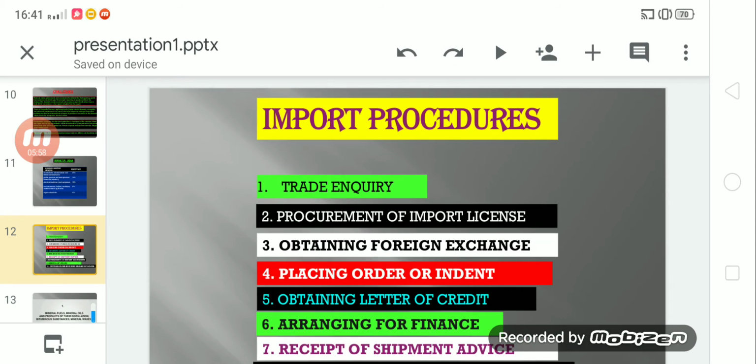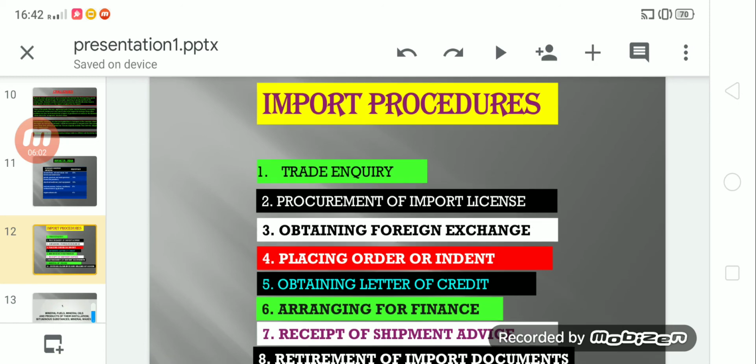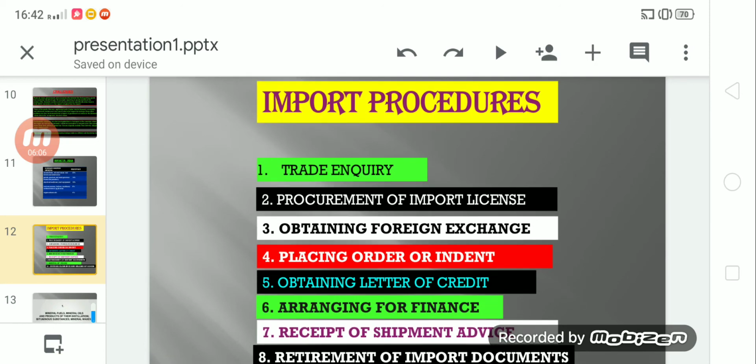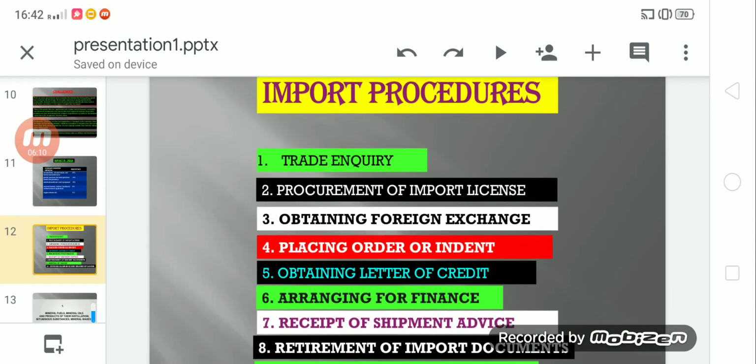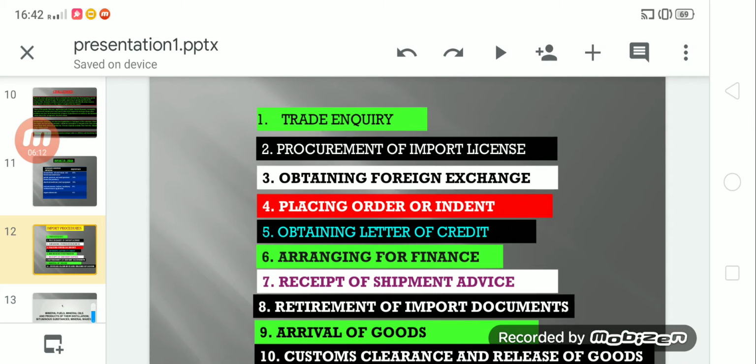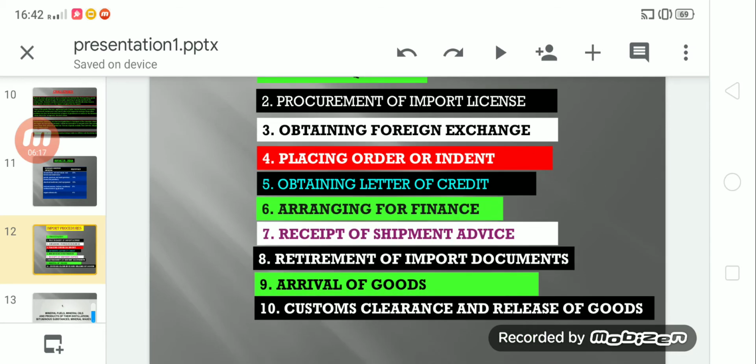What are the procedures related to import? First of all, the trade inquiry. Second is procurement of import license. Third is obtaining foreign exchange. Fourth, placing order or indent. Fifth, obtaining letter of credit. Six is arranging for finance. Seven, receipt of shipment advice. Eight, retirement of import documents, arrival of goods, custom clearance and release of goods.